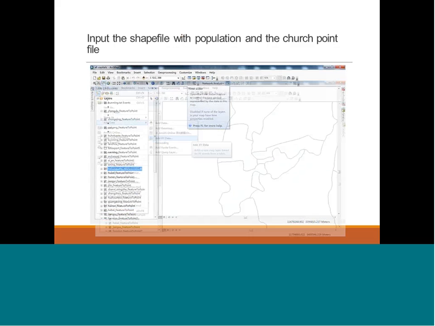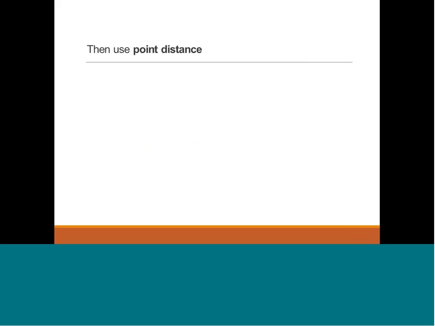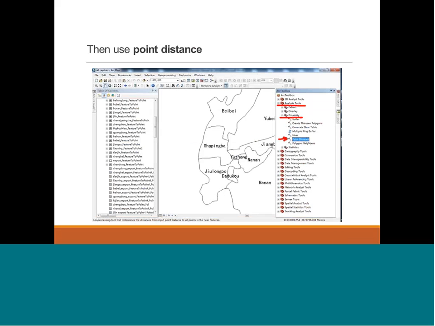Similar to the network analysis method, we need to include the church point and the map. And the next step will be, by using the feature to point function, we need to find out the center point of each district and the church point, so that we can use the point distance function to find out the distance between the church and each district center.